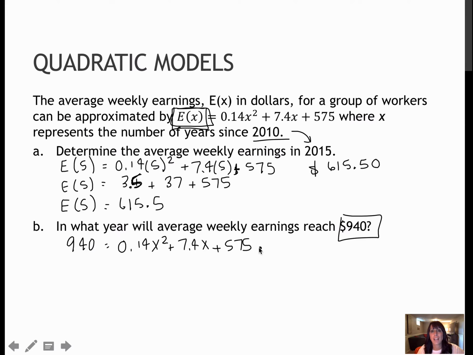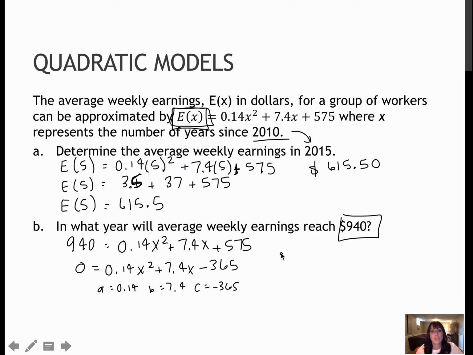Whenever I'm solving for X in a quadratic equation, I can factor, I can use the quadratic formula, etc. In this case, because I'm dealing with a lot of decimals, I'm going to use the quadratic formula because I know that it will give me the correct answer. First, however, I need to subtract the 940 from each side so that I have 0 equals. So I've subtracted 940, this is my new equation, and now I'm going to use the quadratic formula where A is 0.14, B is 7.4, and C is negative 365.